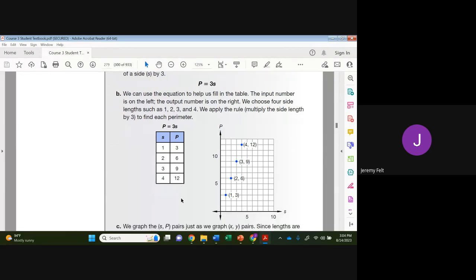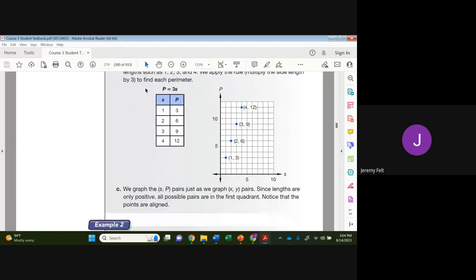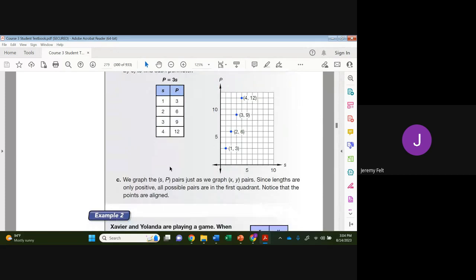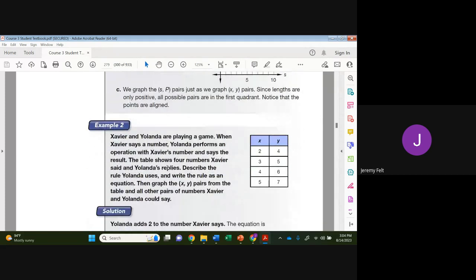So it's still going up at a constant rate. It's still linear. So we still have a function here. This would be our formula, and these would be three points that we could choose and go on from there.